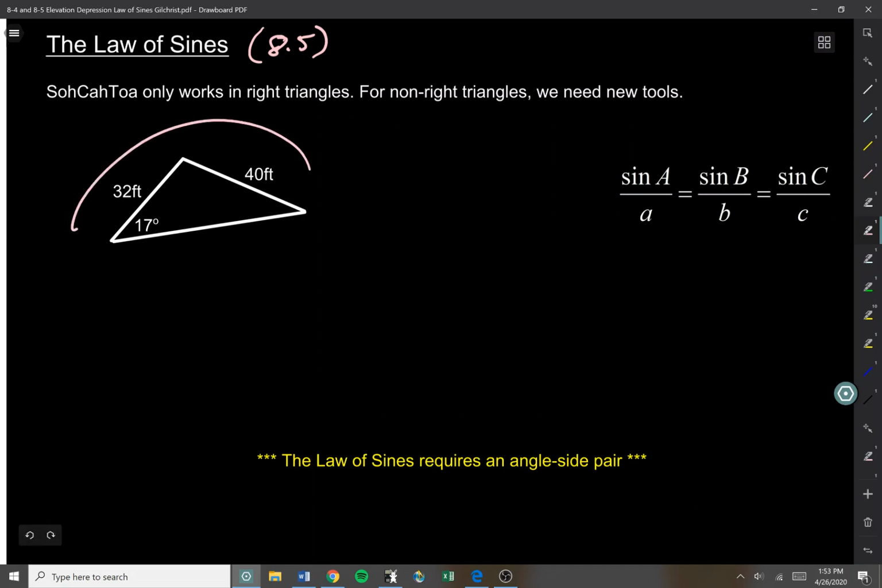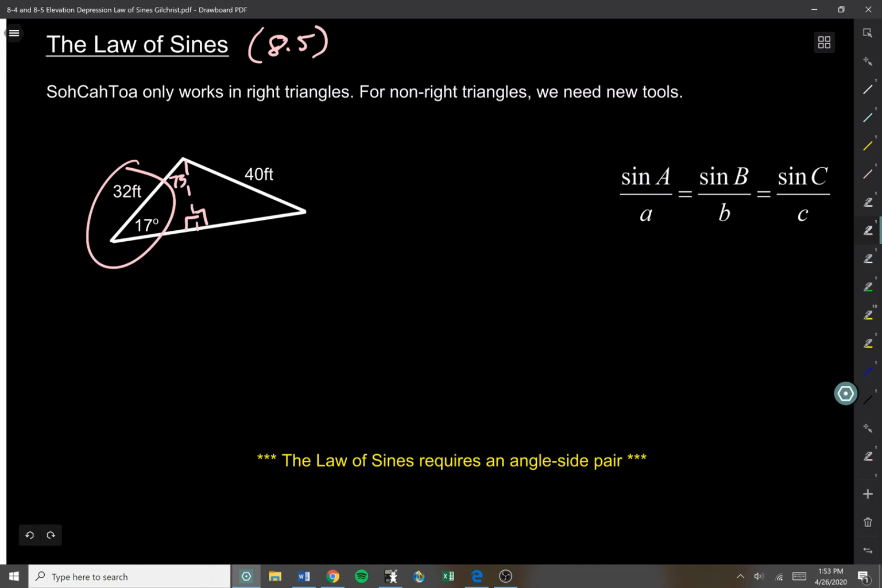Like here is a non-right triangle. If I wanted to, I could make it two right triangles. Here's a right triangle and here's a right triangle. If I just drop that height, that altitude, this triangle over here would be pretty easy to solve. We could find this angle, we could find this angle.